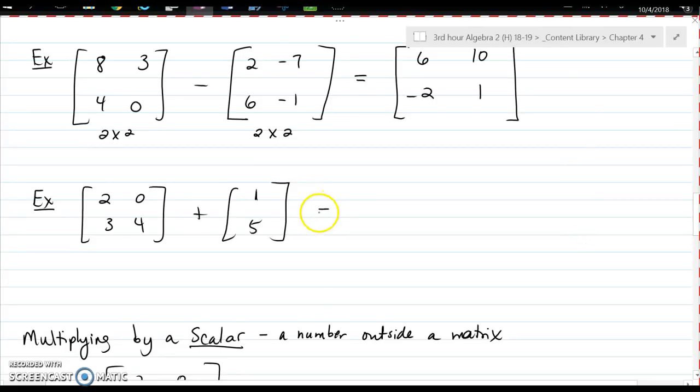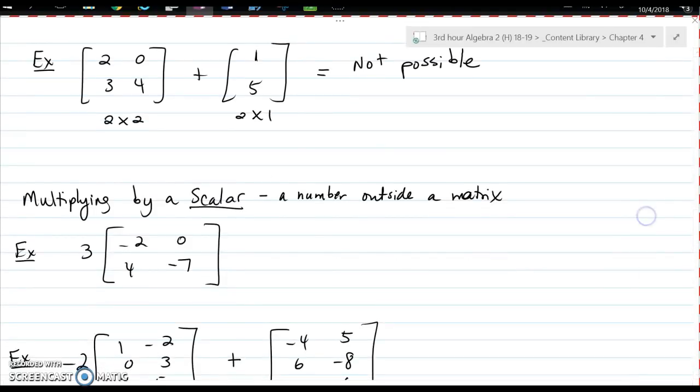Easy enough? Okay, now what about this here? We want to add these two matrices together. Well, first we're going to look at the dimensions. We've got a 2 by 2 and a 2 by 1. So since these two matrices do not have the same dimensions, we're going to say that the addition is not possible.